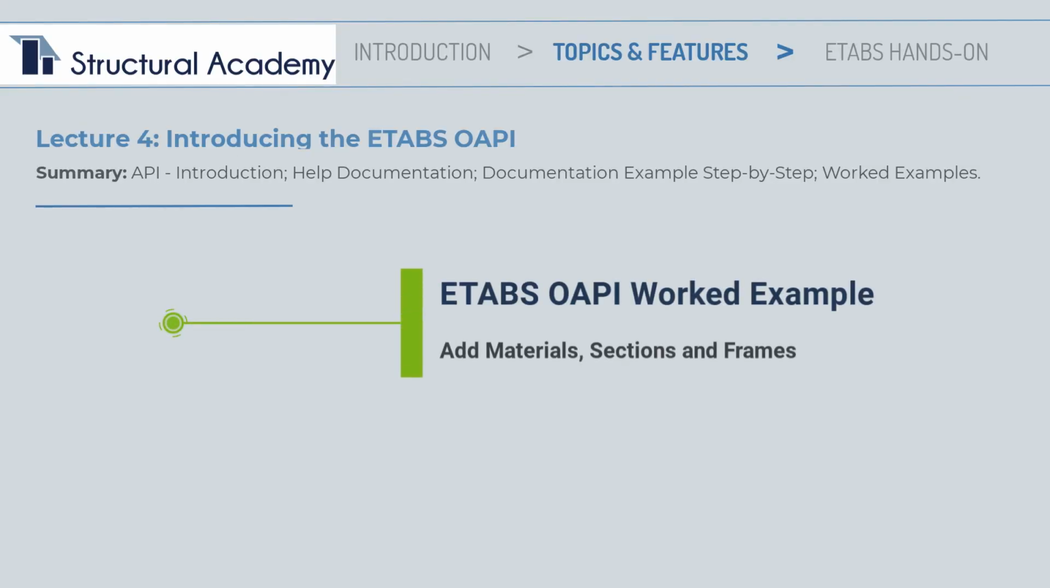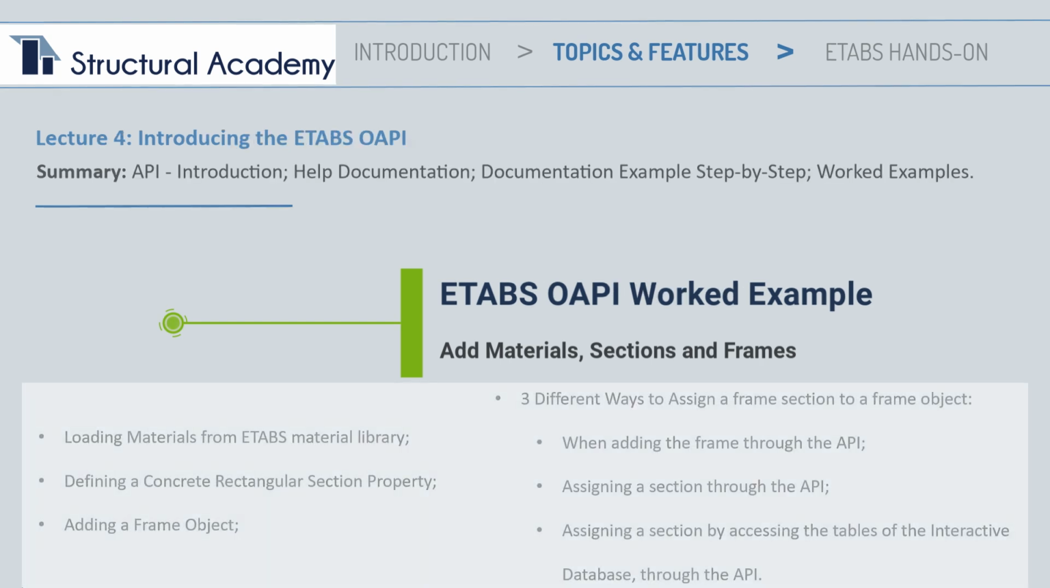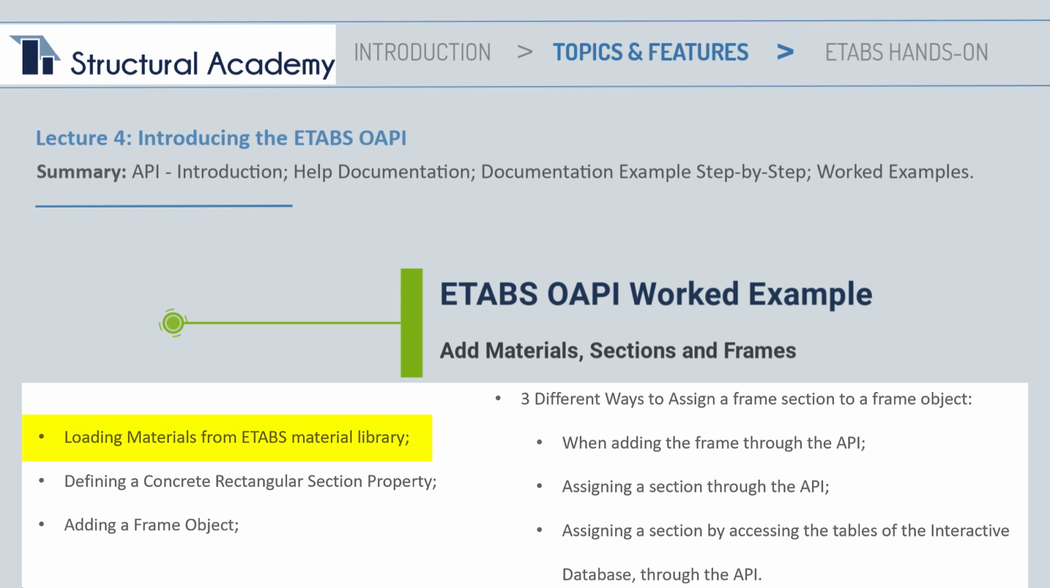Time to roll up the sleeves and develop a few examples of our own. We'll keep it simple, focusing mostly on operations we already covered how to perform on the ETABS user interface, including loading materials from database, adding a concrete rectangular frame section, adding a frame object, and finally assigning a section property to it, using 3 possible different options: when adding the frame through the API, assigning a section property through the API, and by accessing the tables of the interactive database through the API.